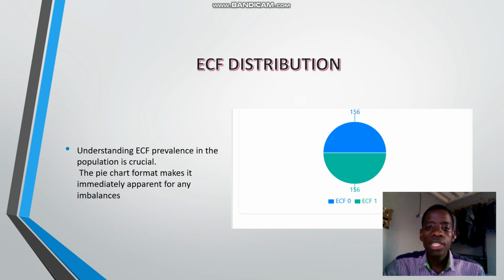We are going to the ECF distribution. It helps us to understand the ECF prevalence in the population. This pie chart is in a format that makes any imbalances immediately apparent. As we can easily see from the structure, it is properly balanced, which prevents any biases during our training of the model.